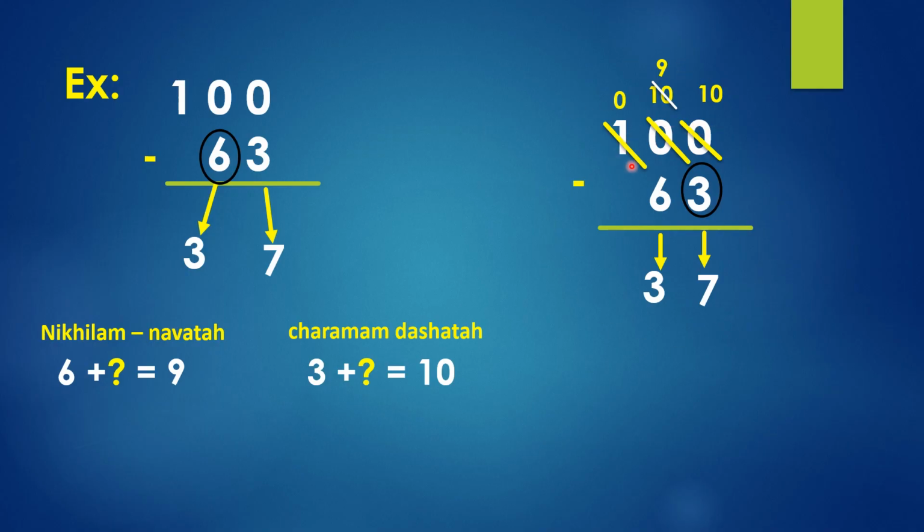If you miss borrowing any of the numbers, the difference goes wrong. So let's see some examples using this method. Nikhilam Navataha, Charamam Dashataha.